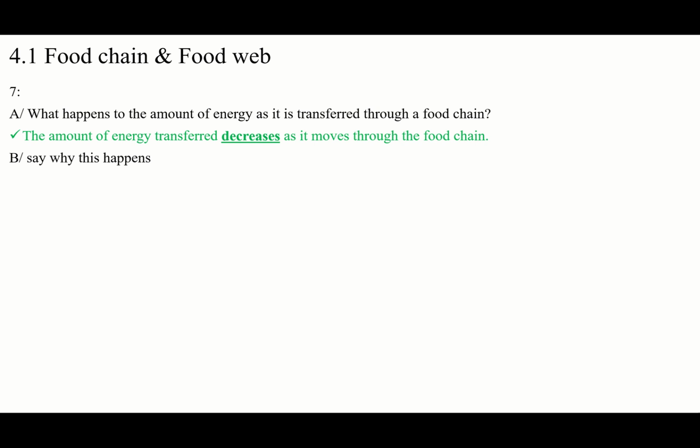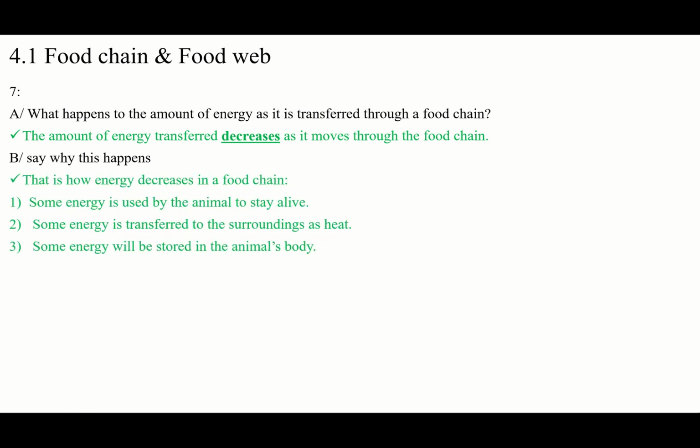Bravo. Because some energy will be used by the animal for their life to stay alive. Some energy will be transferred to the surroundings as heat, and some energy will be transferred to the next animal. It means some will be used to stay alive, some goes around as heat. Only some will be transferred. That's why we say the amount of energy will be decreased. For the next animal, same thing happens. So it will get less and less and less.